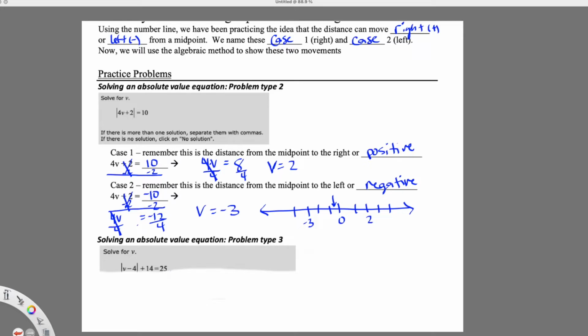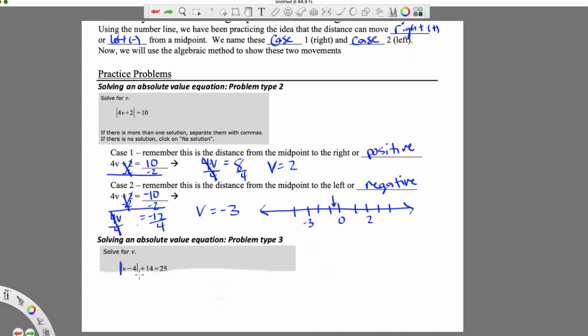All right, so now down below we're going to look at another example of absolute value, and we had to deal with this a little bit in the last video. We always want the absolute value to be by itself on one side of the equal sign. So it's v minus 4, the absolute value of the difference of v and 4, plus 14 equals 25. Well, I don't want it to say plus 14. I want just the absolute value to be on this side.